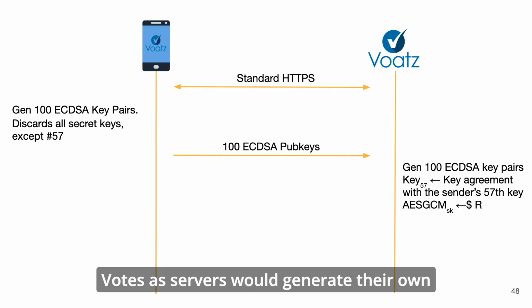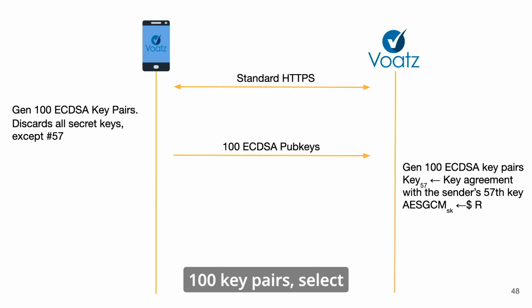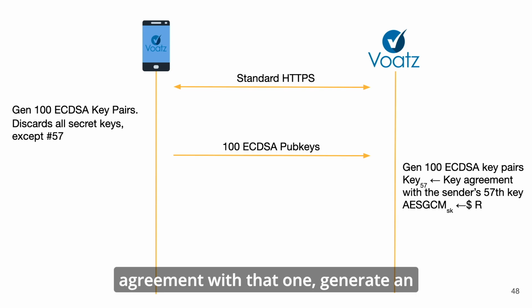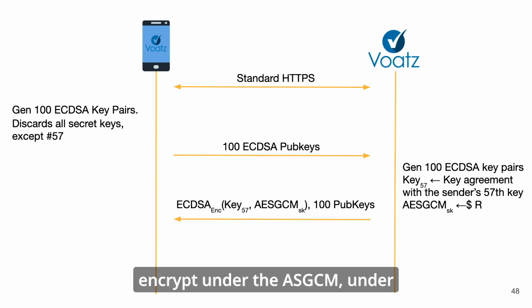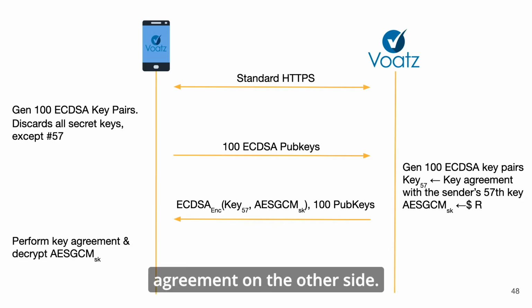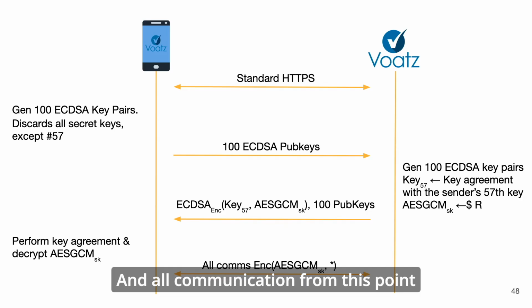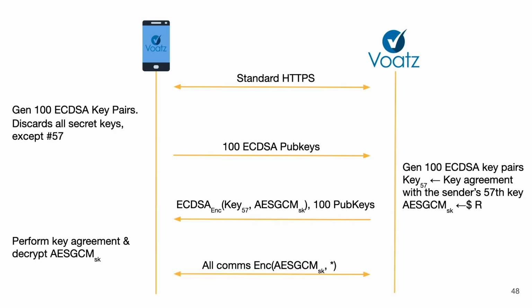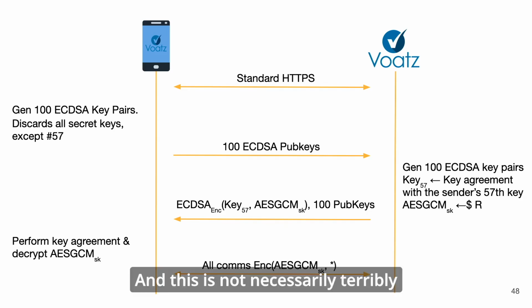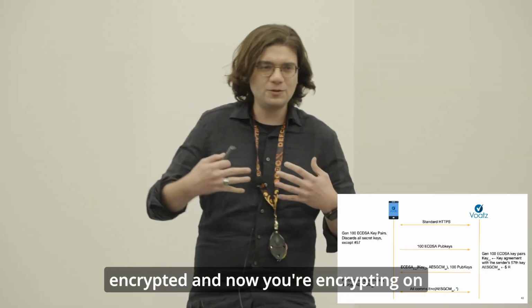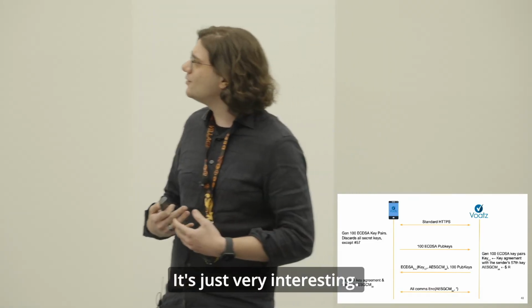Voatz's servers would generate their own 100 key pairs, select the 57th, perform key agreement with that one, generate an AES-GCM shared key, and encrypt that AES-GCM key under the 57th key agreement key. There would be a key agreement on the other side, and all communication from this point forward is using AES-GCM. This is not necessarily terribly broken, but just incredibly strange, because it's already encrypted by TLS, and now you're encrypting on top of the encryption. It's just very interesting.